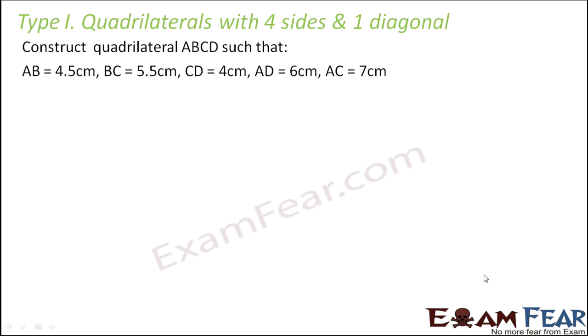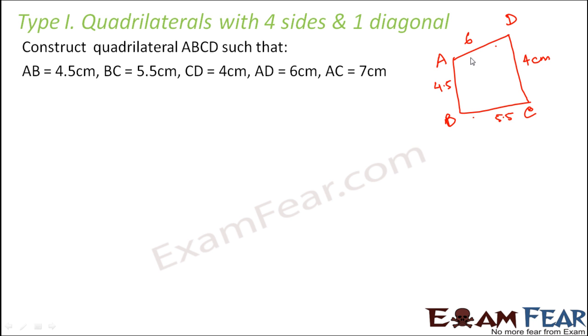So let us first make a rough sketch of this quadrilateral looking at whatever is given here. So we want to draw a quadrilateral ABCD with four sides. So let us say this is our A, B, C and D. So this is the quadrilateral ABCD where AB is equal to 4.5 centimeters, BC is equal to 5.5 centimeters, CD is equal to 4 centimeters and AD is equal to 6 centimeters and the diagonal AC is given as 7 centimeters. So these are the values which are given in the problem. So now we have to construct a quadrilateral with exactly these measurements.